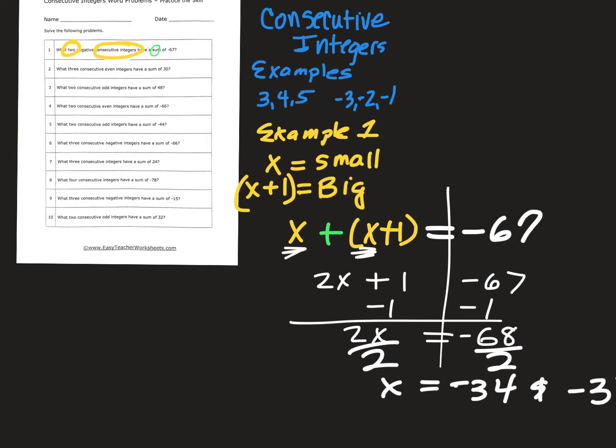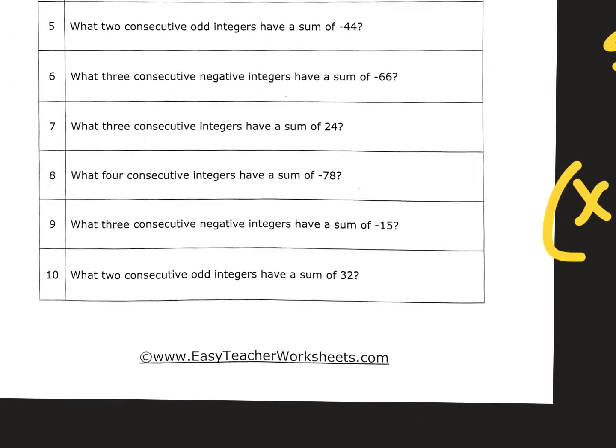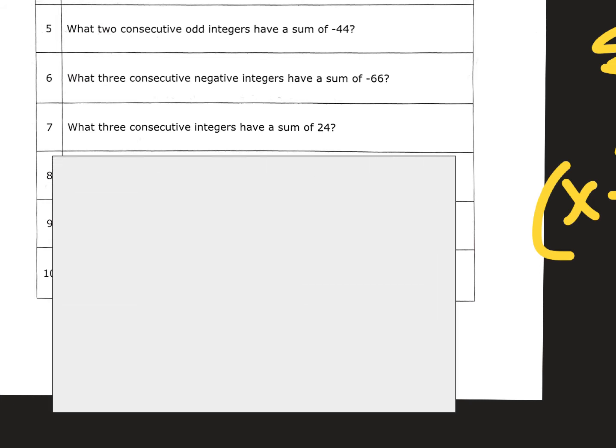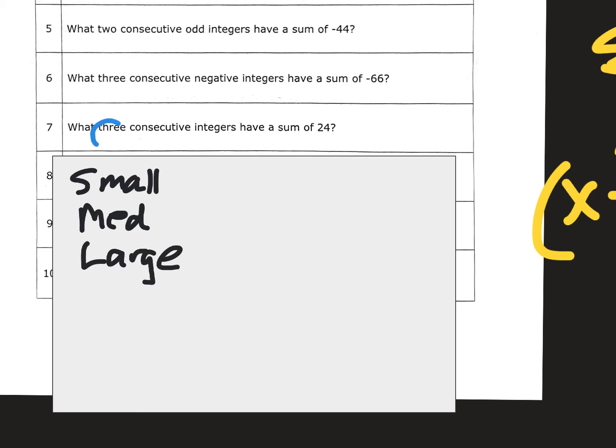And I want you guys to look at number 7. So you've got number 7 on your paper. I'm going to zoom in on it myself, and cover this up so I have some space to write. So this time, instead of 2 numbers, we have 3 numbers, but you're going to set it up exactly the same way, okay? But this time, instead of a small and a large, we've got a small, a medium, and a large, because it told us that this time we have 3 integers, okay?